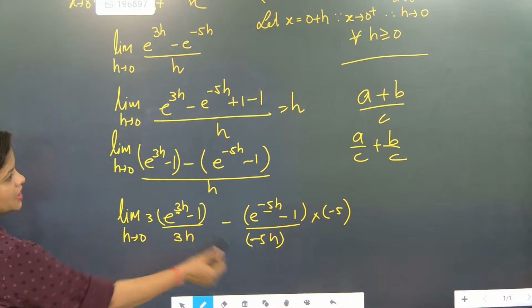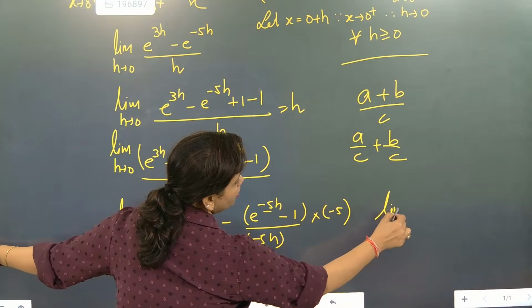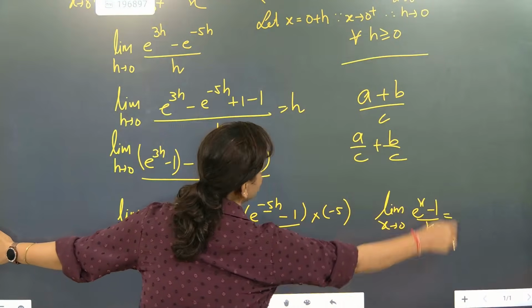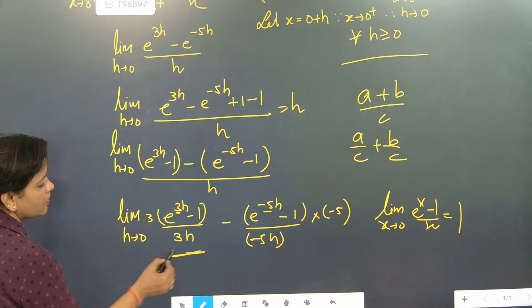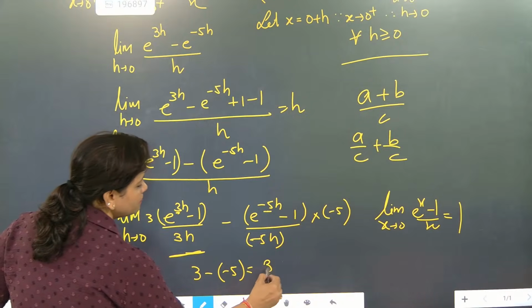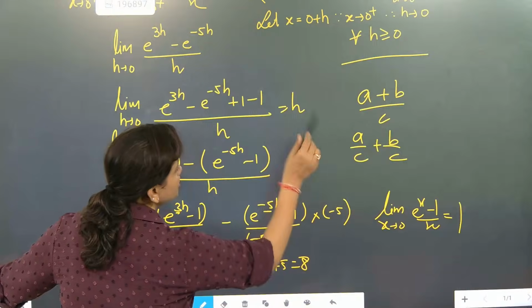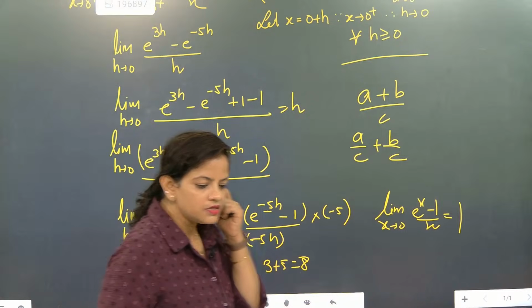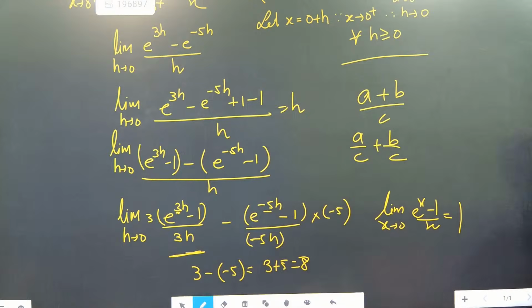Now this comes under that formula. What is the formula? Limit h tends to 0, e to the power x minus 1 by x is equal to 1. So this one will become 1. So this is 3 minus of minus 5. So it will come 3 plus 5 is equal to 8. So the k value is coming as 8. Understood? So directly we are writing k as 8. Did you get it, beta?